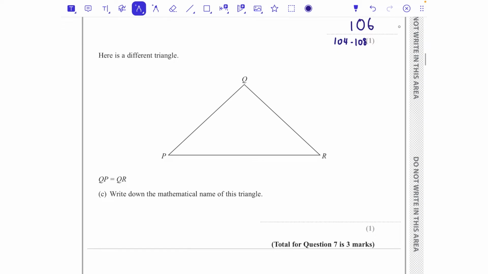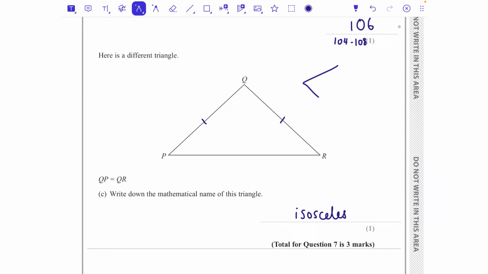QP is equal to QR. Now we normally show that with little lines like that to show that those two sides are the same length. Write down the mathematical name of this triangle. So this is a triangle with two sides the same and one side different, and that is an isosceles triangle.